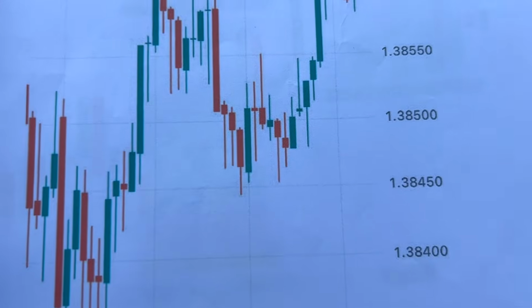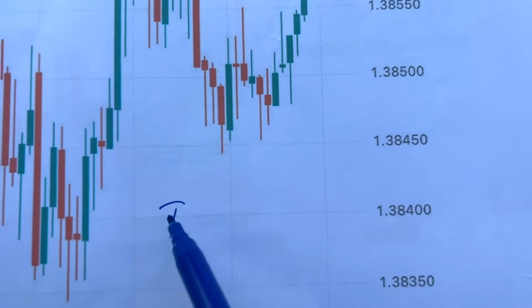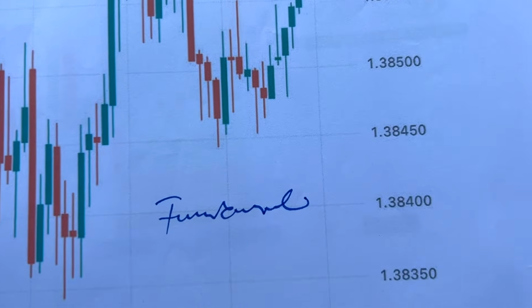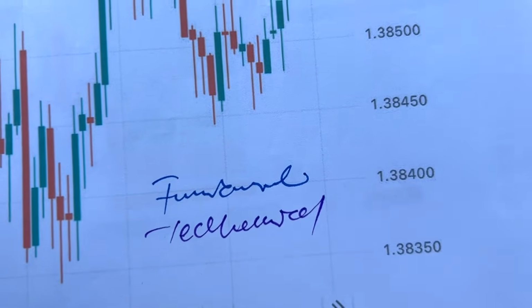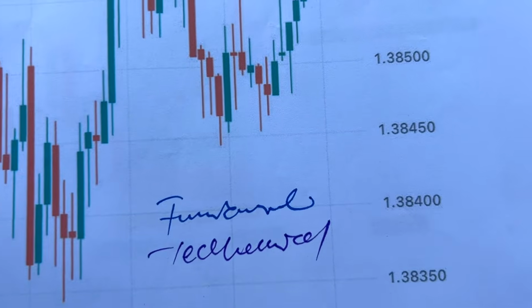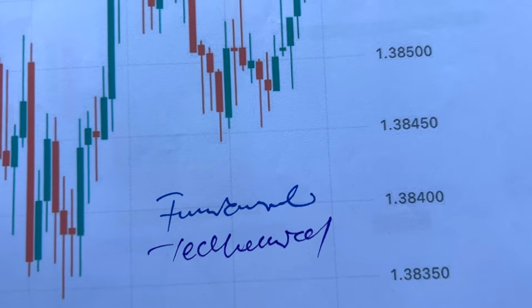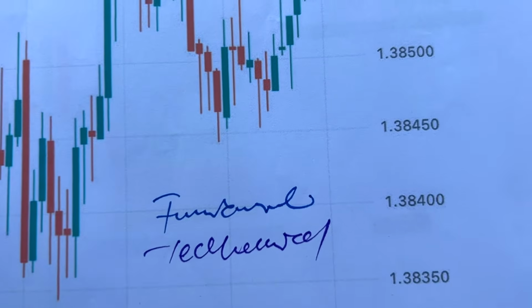The first one is fundamental. The second one is technical. Now, when we're looking at these two terms, fundamental and technical, these are the two main ways to trade this chart.